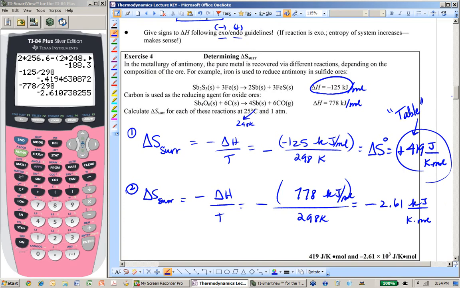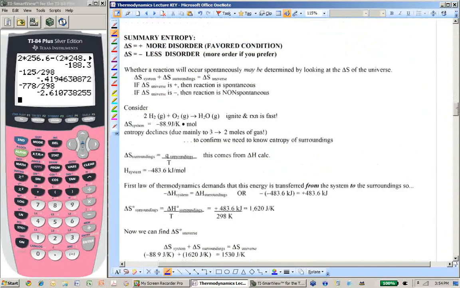Carrying on, let's summarize entropy before we move into the next concept. So I think you get it by now. If you don't, then that's what the rewind's for. So delta S is positive if we have more disorder, which is the favored condition, and that's important for you to know. And delta S is negative, meaning there's less disorder. More order, if you like to think of it that way, but I like to stick with one word. It just makes more sense in my brain, but if you don't get mixed up, that's fine by me.